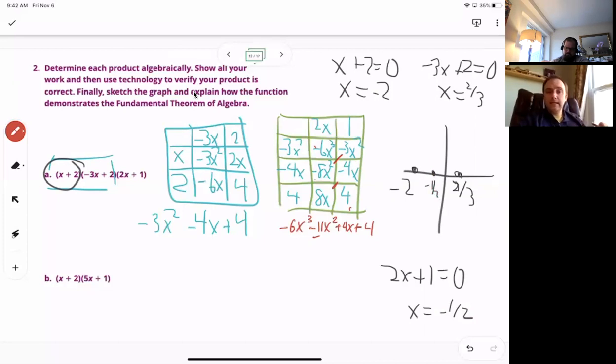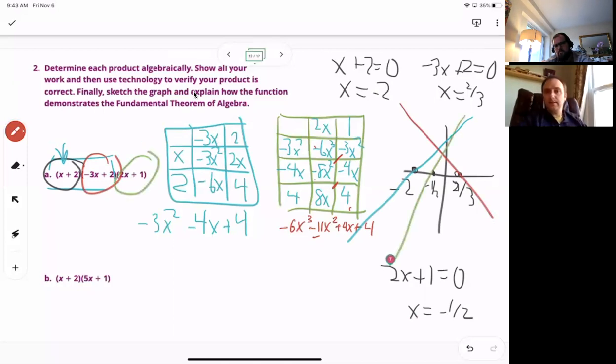So now I've got negative 2 for a 0, negative 1/2 for a 0, and 2/3 for a 0. You can go through and figure out how to graph all of the various regions. That would be a good thing for you to be doing. If you want a hint, I'll give you a hint. X plus 2 is going to look like that. Negative 3x plus 2 is going to look like that. And 2x plus 1 is going to look like that, something like that.